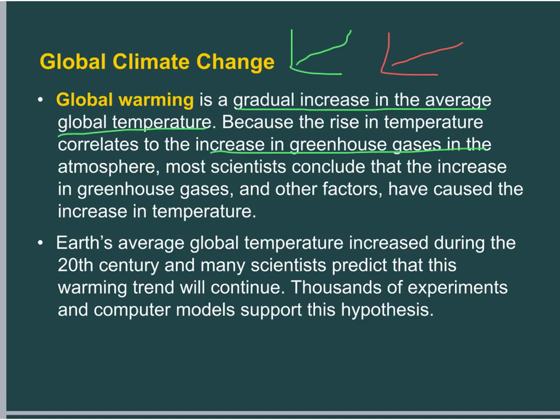with the average temperature. Earth's average global temperatures increased during the 20th century, and many scientists predict that this warming trend will continue. We're only adding more people, right? Thousands of experiments and computer models support this hypothesis. So we're seeing the second full decade now of real data, real modeling, real science that's supporting this. So it's becoming less and less of a hypothesis and more of a bankable prediction.